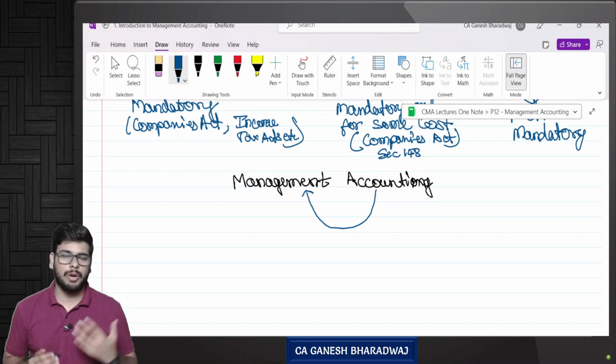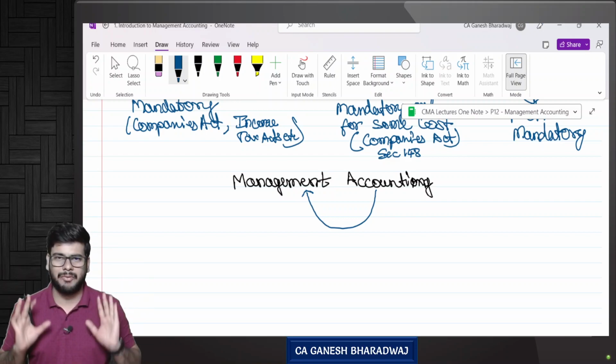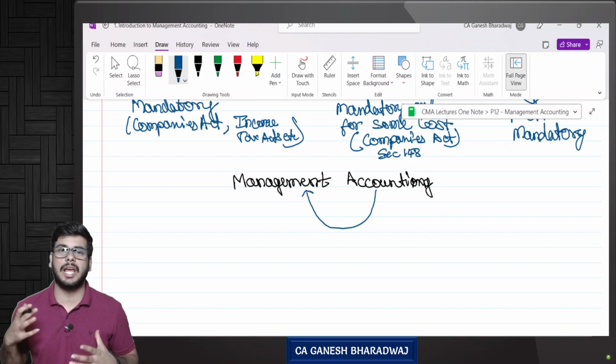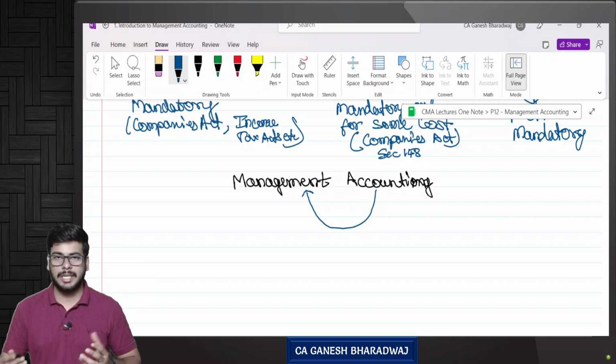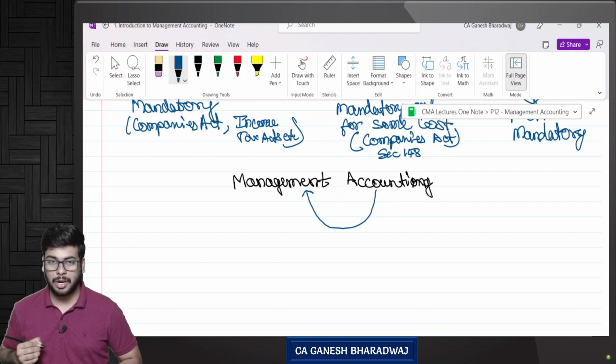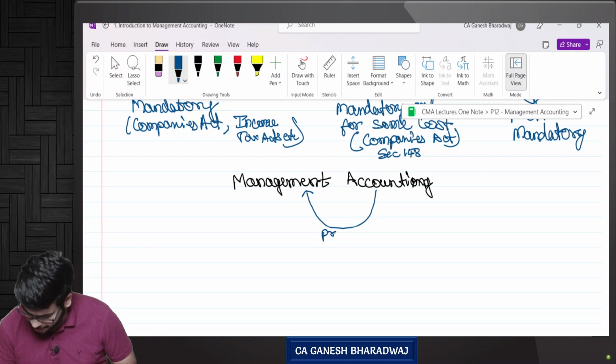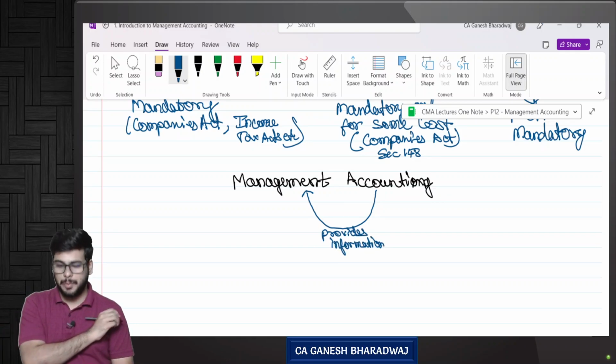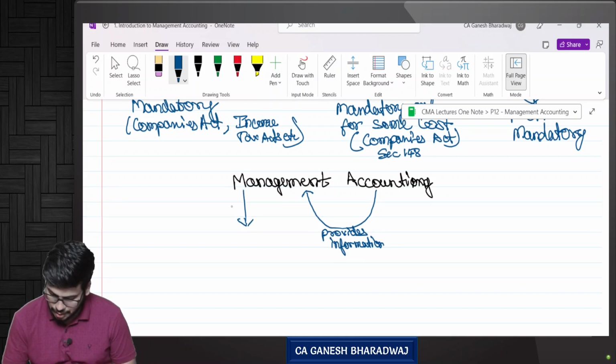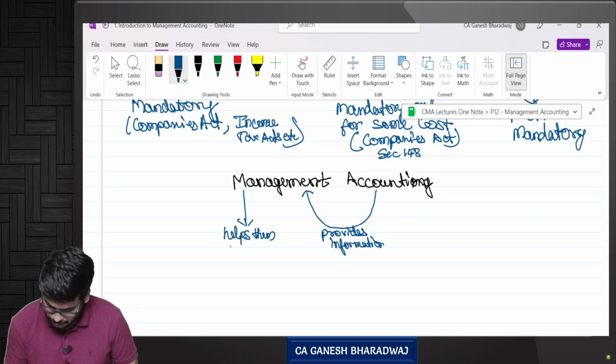If you see accounting, what do you mean by accounting? Recording, classifying, summarizing, analyzing. There will be so many big definitions. Now, forget all this. This I will give you with a proper example so that you will be able to understand. Once again, I'm repeating. What do you mean by management accounting? It is that branch of accounting that provides information to the management that helps them take meaningful decisions.